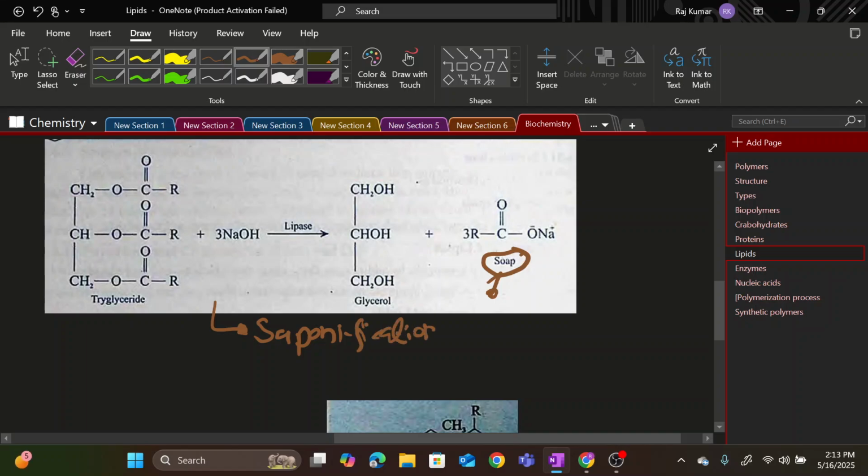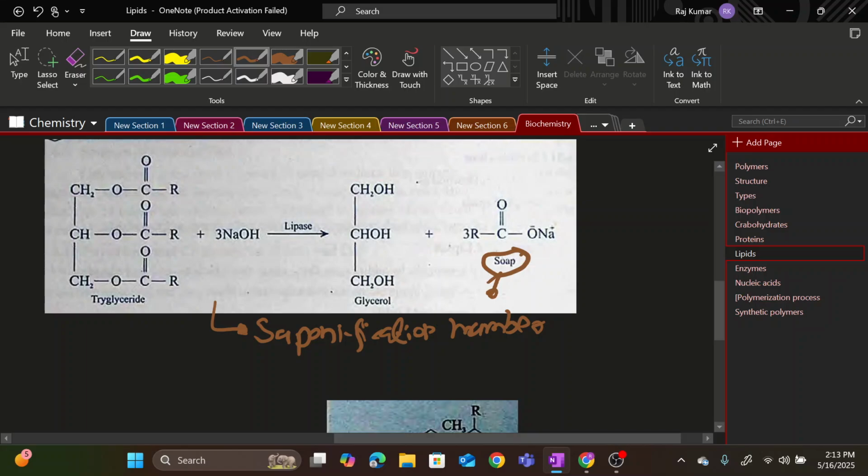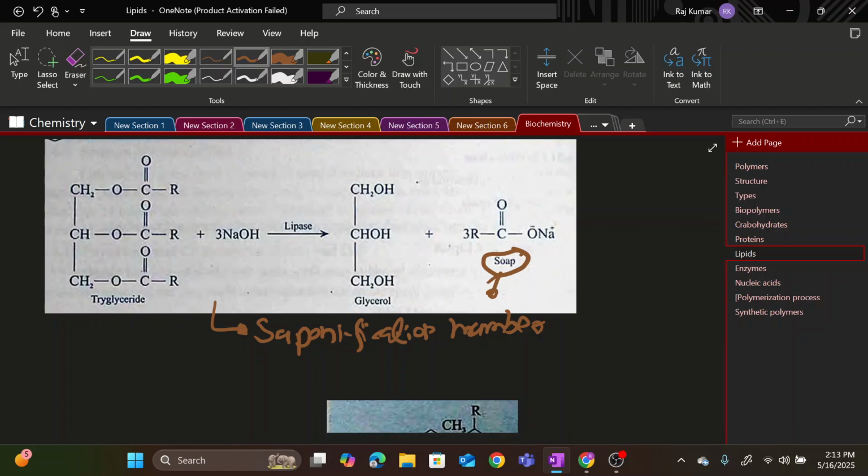The saponification number is simply the number of milligrams of sodium hydroxide or potassium hydroxide which is required to saponify 1 mole of fat or oil. That milligram amount of sodium hydroxide or potassium hydroxide is named the saponification number. And that saponification number is different for different fatty acids.